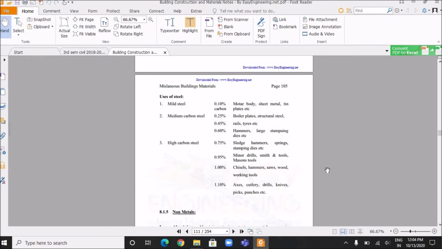stamping dies, etc. High carbon steel having carbon content about 0.75%, it is used as sledgehammers, springs, and stamping dies, etc. Having carbon content above 0.95%, it is used as minor drills, smith tools, and mason tools. Having carbon content about 1%, it is used as chisel, hammer, saw, and other working tools. Having carbon content about 1.1%, it is used as axe, cutlery, drills, knives, picks, punches, etc.